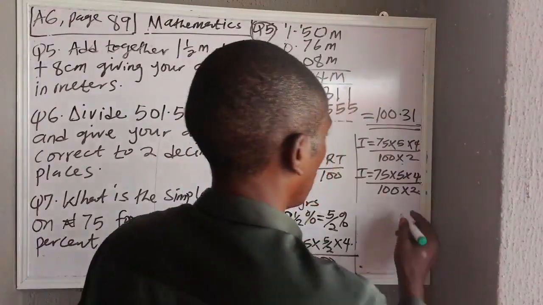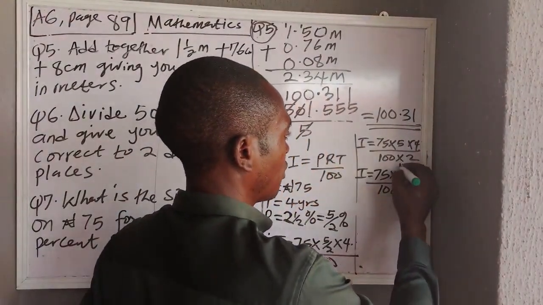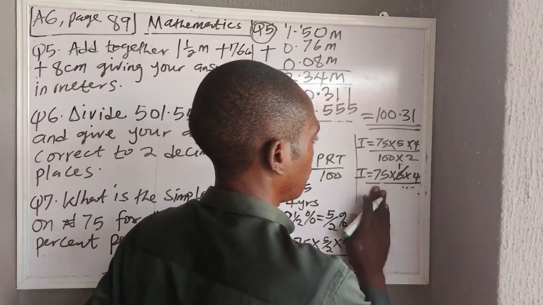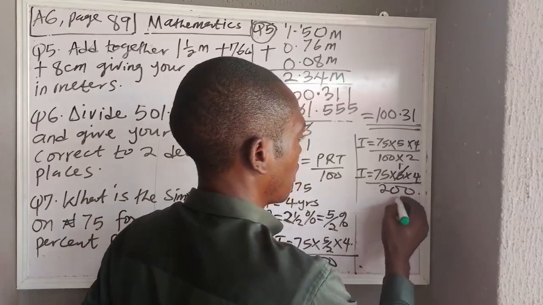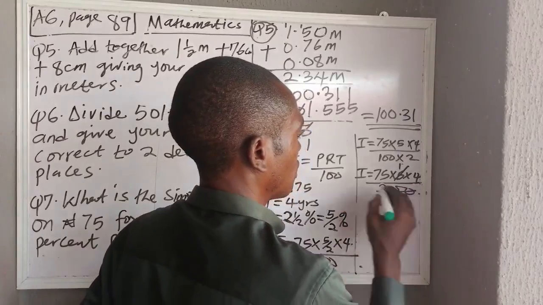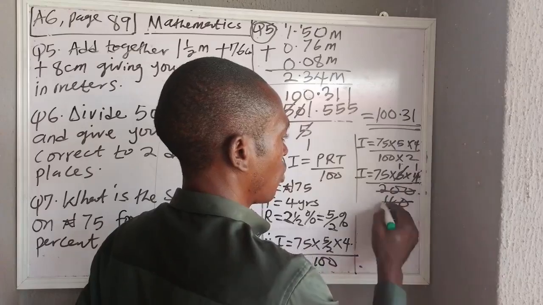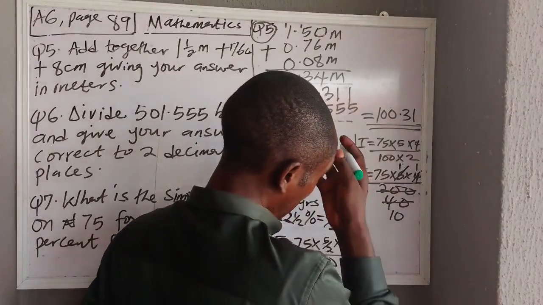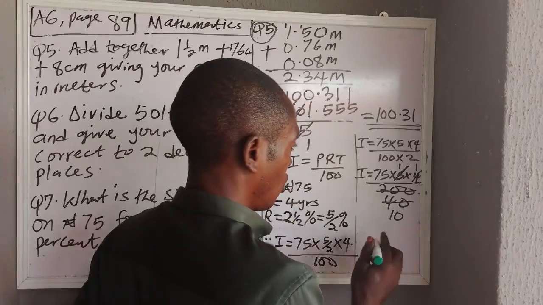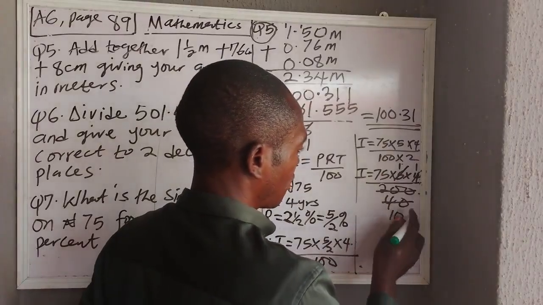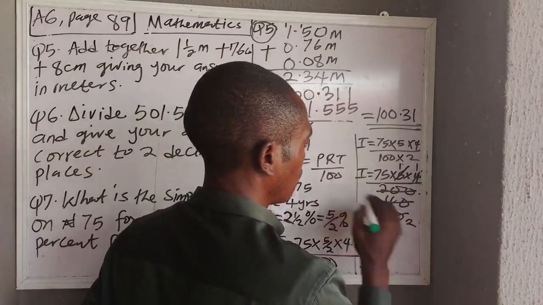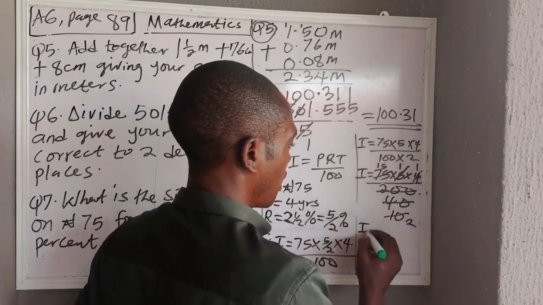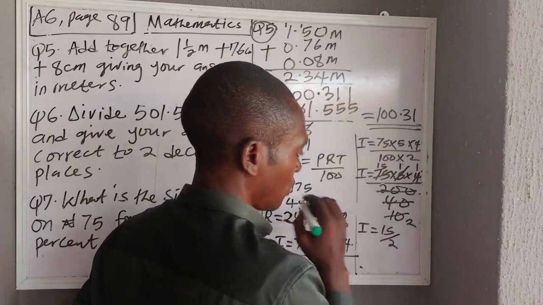Okay, so we said 5 into 5 is 1, 5 into 100, sorry, 200. 5 into 200 is 40. So 4 here 1, 4 into 40 is 10. So all we have is 75 and 10. So we can say 5 here is 2. 5 into 75 is 15. So we have I equals 15 over 2.